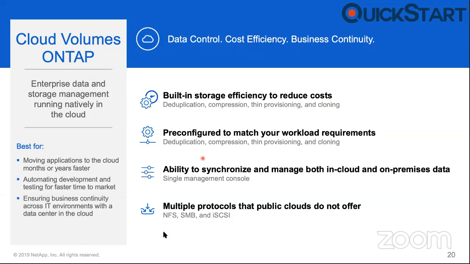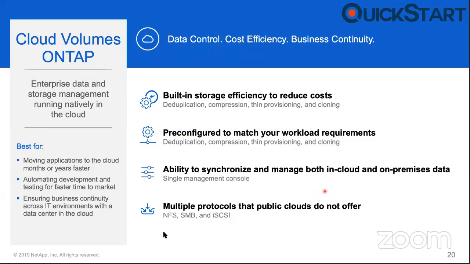So it's going to be pre-configured to match your workload requirements. So we have different recipes, right? Or different solutions that you can select from with a click of a button. And you're going to be deploying the right system for the right workload. So you're not going to be over provisioning, or spending additional money, right? In case that you over provision things.